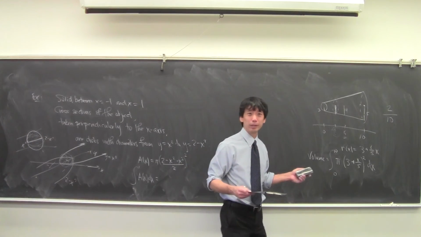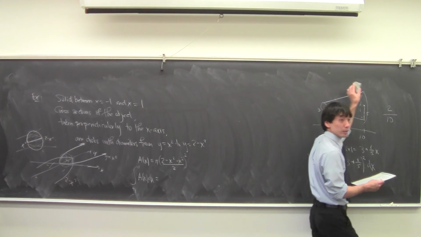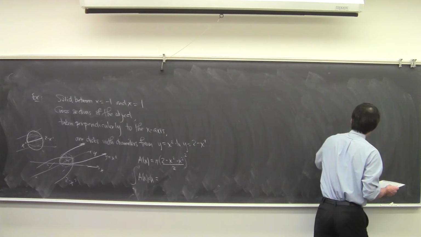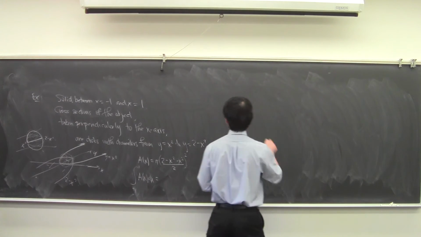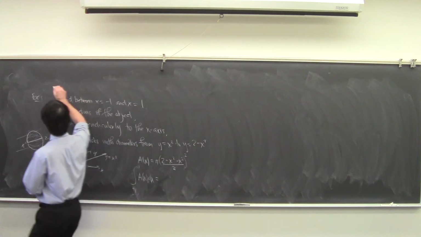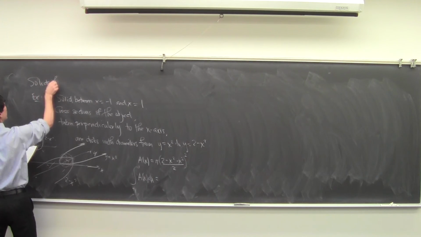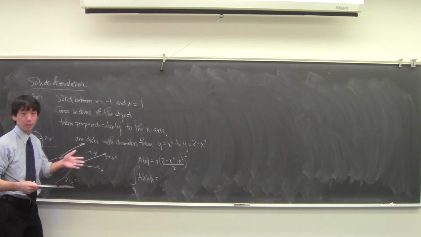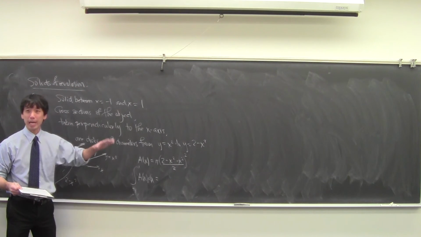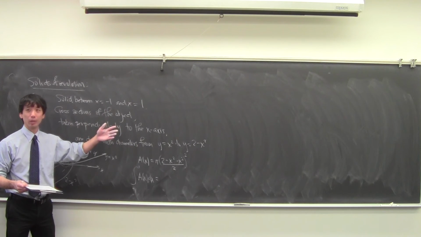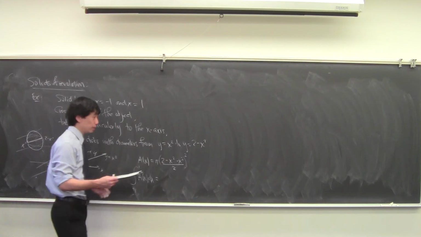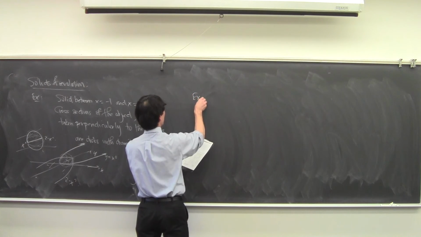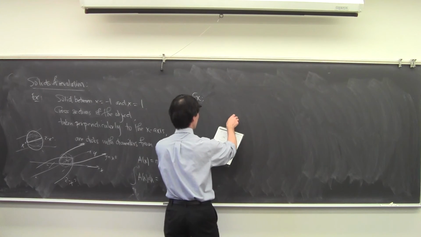Any questions? Everybody okay? Questions? Okay. So this is an example of so-called solids of revolution, where typically you start off with something and then you rotate it around an axis and then they ask you to find the volume of the resulting solid. Okay. So just best ways to see some examples.